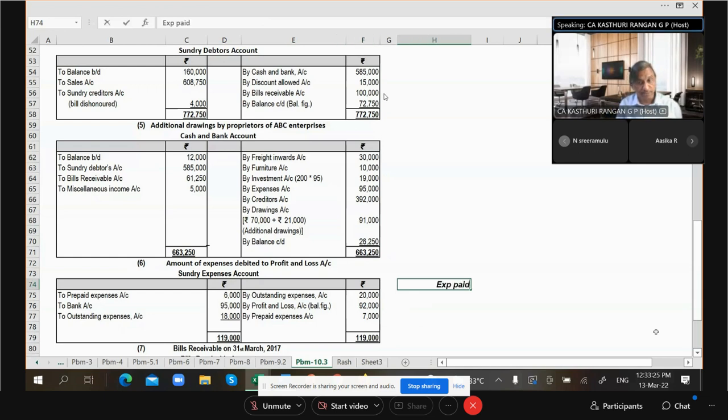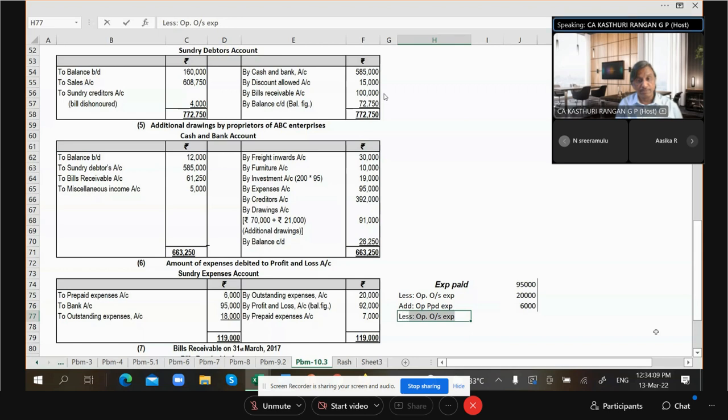Expenses paid. How much? 95,000. Less opening outstanding expense. Why is opening outstanding deducted? Because it is the last year expense. That is 20,000. Add opening prepaid expense. That should be added. Paid in the last year, but expense of this year, add.